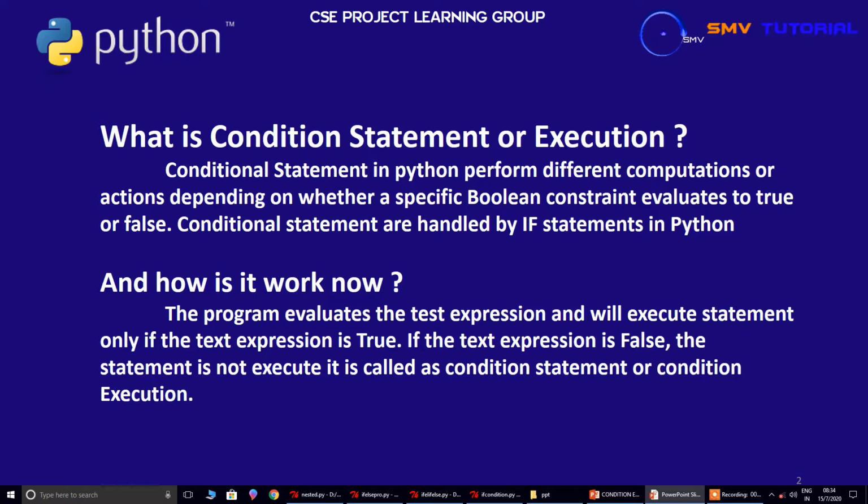And next one is how does it work. The program evaluates the test expression. First, the program evaluates the expression, and next it will execute the statement only if the test expression is true. Otherwise, if the test expression is false, the statement is not executed. It is called a conditional statement or conditional execution.